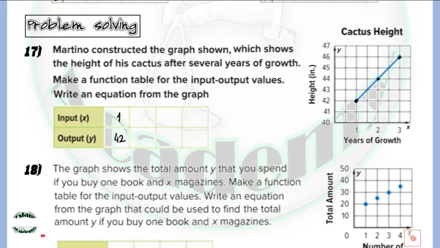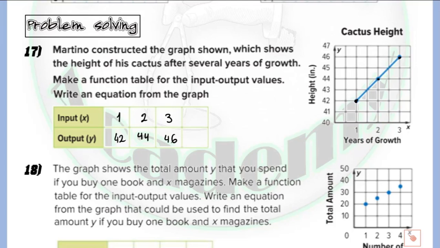Going to the right 2 and going up 44. So 2 and 44. Going to the right 3 and going up to 46. So 3 and 46. Now we need to write the equation.